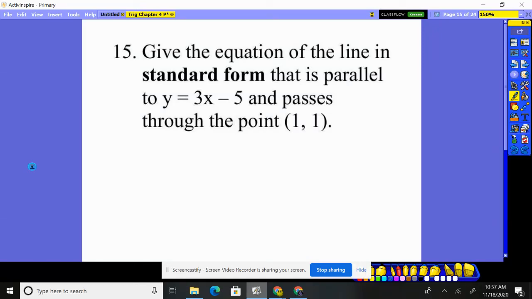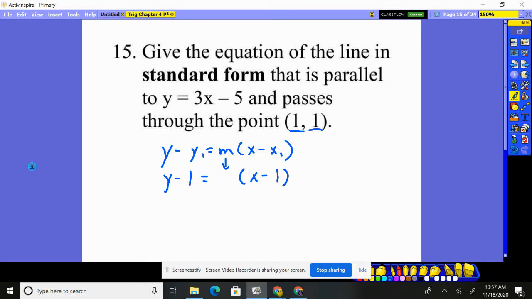15, give the equation of the line in standard form. As soon as it said give the equation, I know we're going to our point slope formula. And all I'm ever going to have to find is the slope. I already know my x sub 1 and y sub 1. I mean, I already know this is going to be y minus 1, x minus 1. All I got to do is, hey, who's my slope?